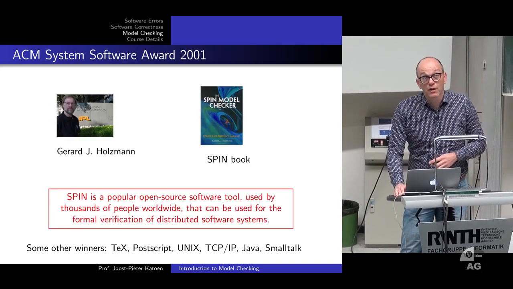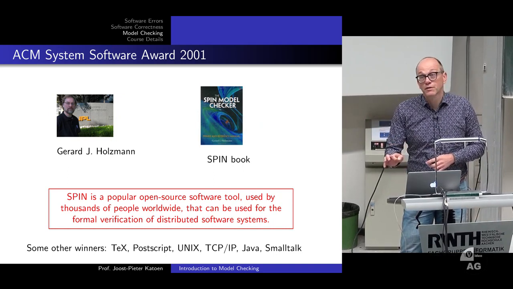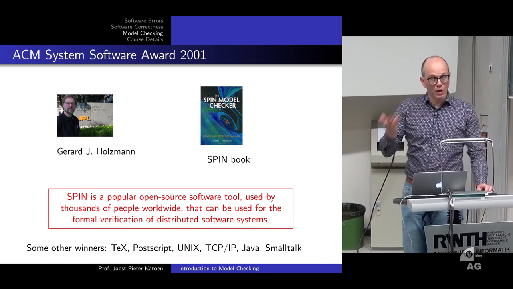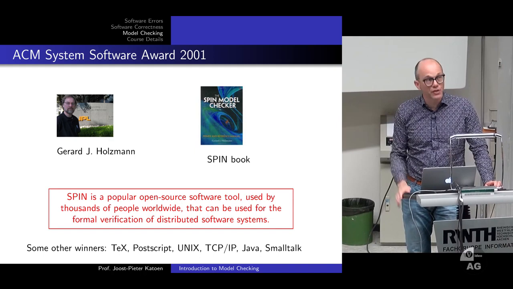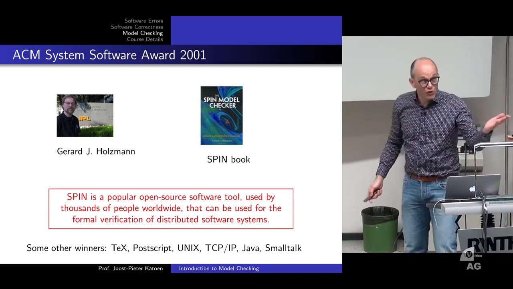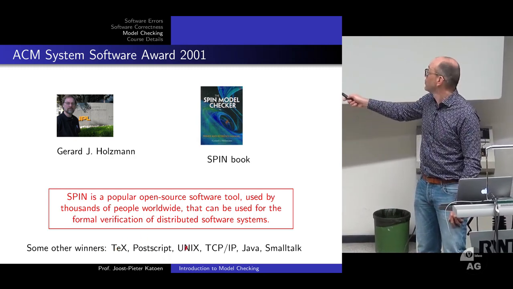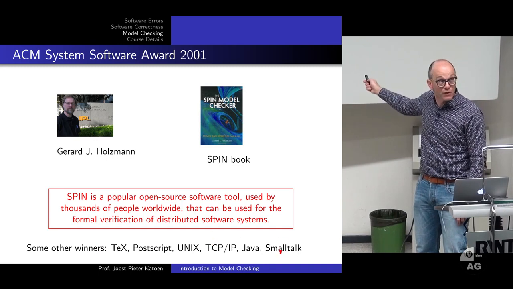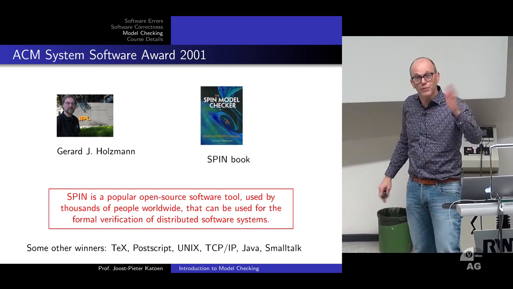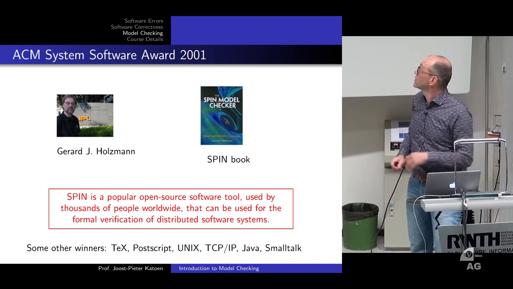What I like personally a lot is not just theory, but also to bring this theory into practice. And there is the ACM System Software Award, an annual award awarded by the largest society in computer science, ACM. They award this prize to the things you are aware of: the developers of TeX, the developers of PostScript, the developers of Unix, TCP/IP, Java, Smalltalk. Maybe you don't know what Smalltalk is. Smalltalk is an object-oriented language that was the predecessor of C++ and so forth. They all got this award.